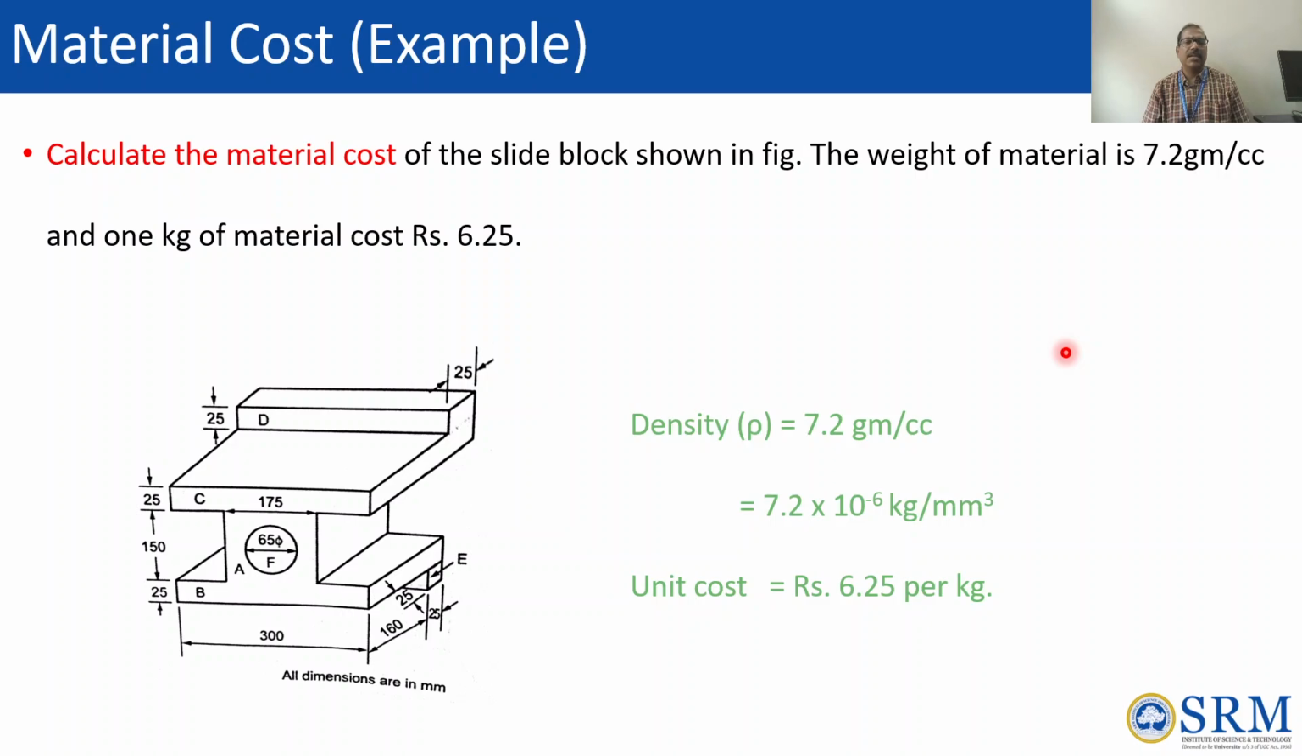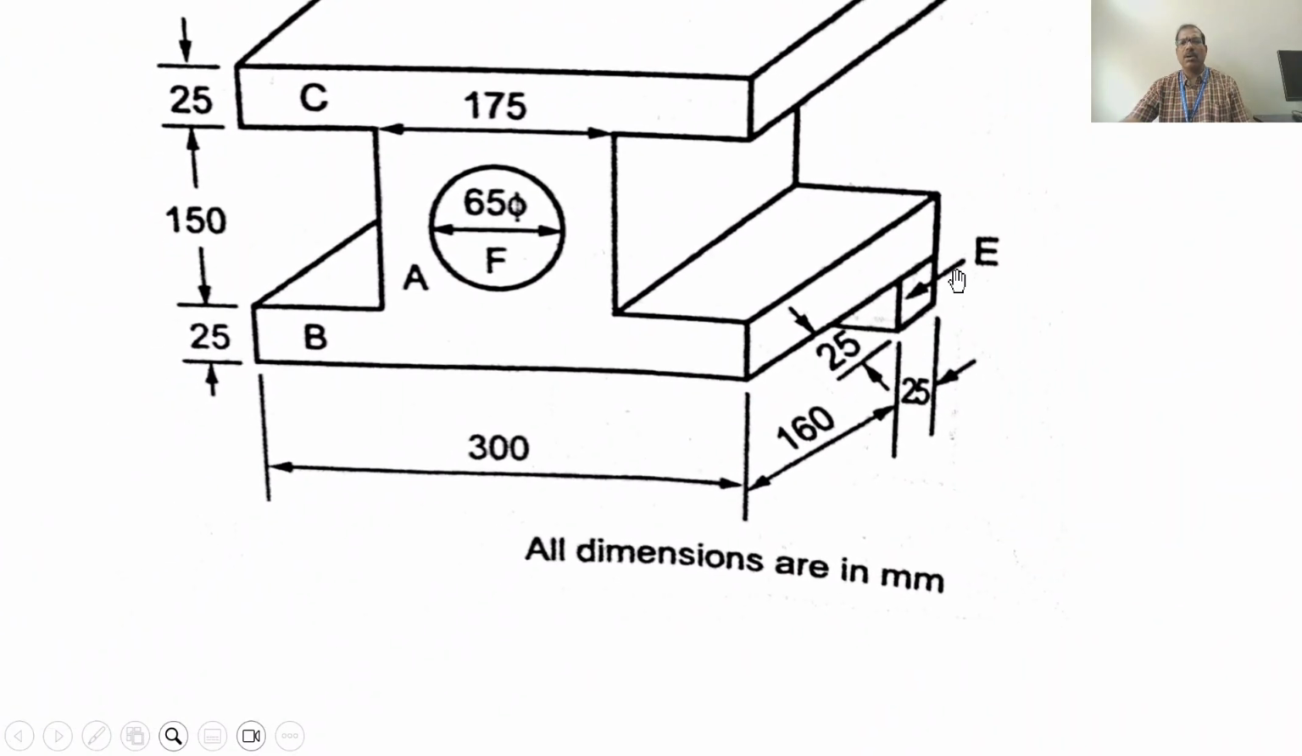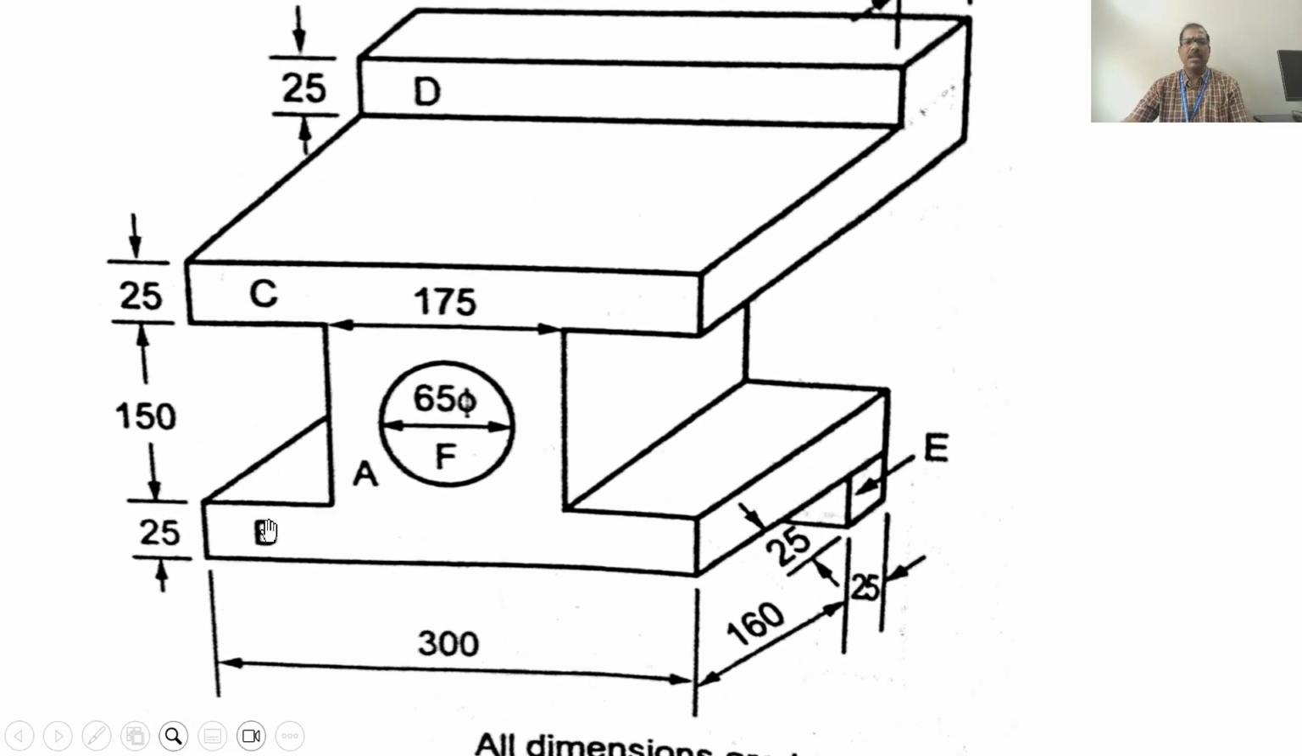So here, to understand the drawing, we have a slide block, as shown in the figure. The density of the material is 7.2 gram per centimeter cube. The cost of 1 kg of the material is given as rupees 6.25. So this is the block. Here you can see A, B, C, D, and also one more component called E.